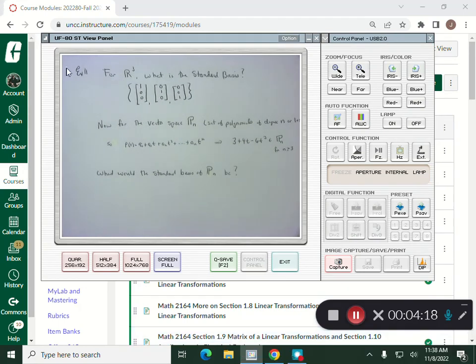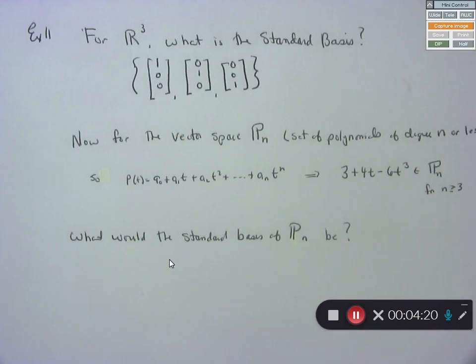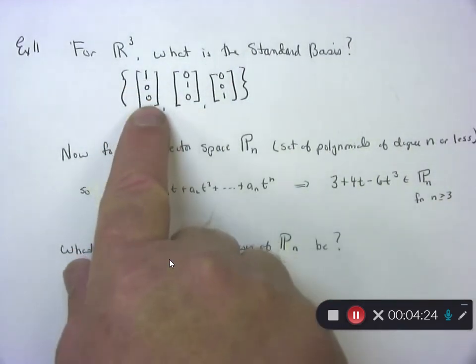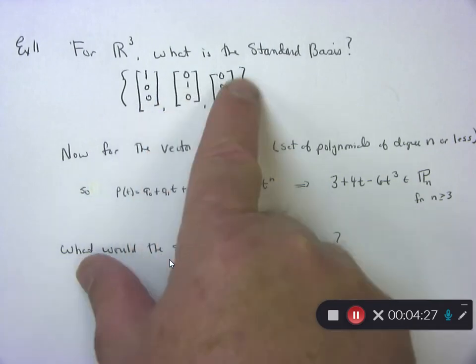I should open this thing up. Hold on. There we go. You can see it a little bit better. There we go. All right, so for R3, what's the standard basis? 1, 0, 0, 0, 1, 0, and 0, 0, 1.